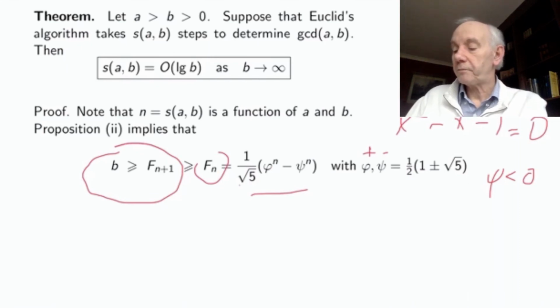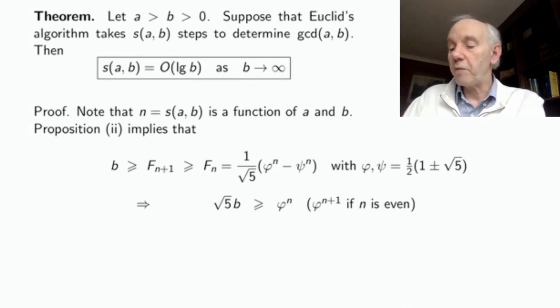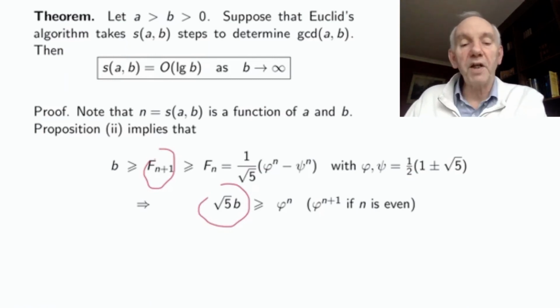So let me say it like this. Here I've multiplied both sides by root 5. So I'm now looking at root 5 times f_n, but I'm really interested in f_{n+1}, root 5 times f_{n+1}. And I've just said that that's going to be at least as big as phi to the n. That's if n is odd.